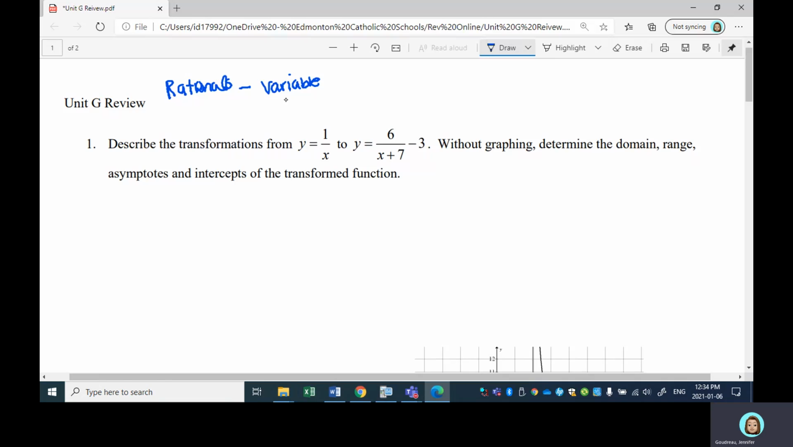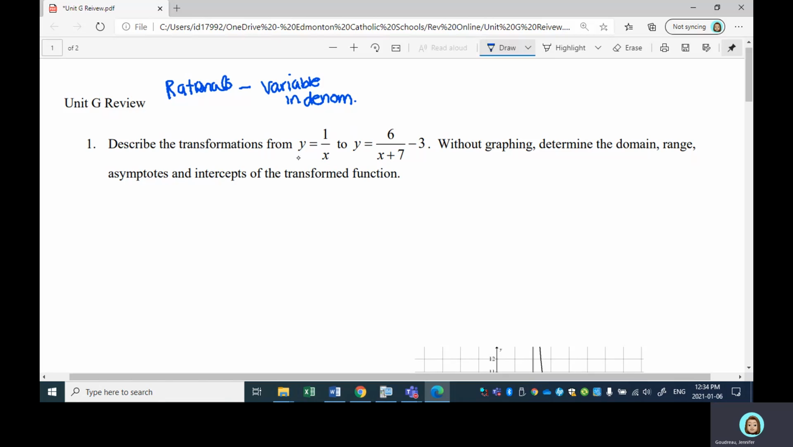And that has a number of implications for the graph of the rational function. It means that now we need to consider a limited domain. It means we need to consider both vertical and horizontal asymptotes. And in some cases, we also need to consider points of discontinuity. We're going to start with question 1.